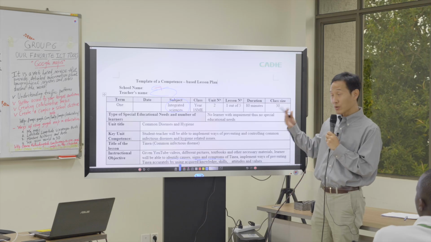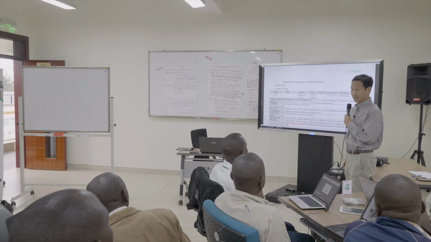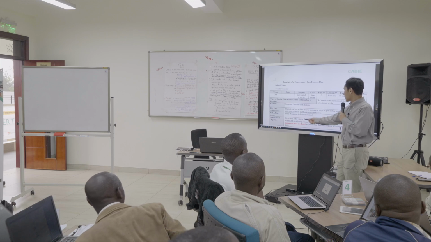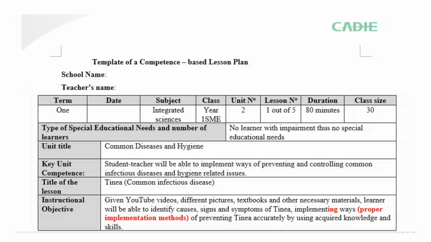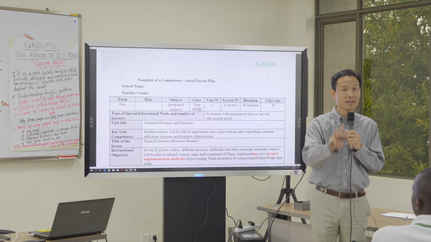So I reviewed it. I changed it a little bit to make sense. The sentence makes sense now. Learner will be able to identify. This is the keyword, identify. And then there are 3 things you have to identify here: causes, signs and symptoms, and implementing ways of preventing it. So learner should be able to do 3 things at the end of the lesson.